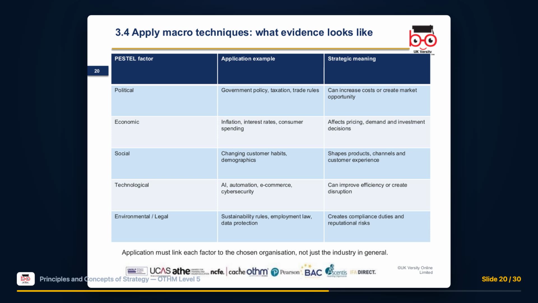Political factors like government policy and trade rules can raise costs or create opportunity. Economic factors like inflation and interest rates affect pricing and demand. Social factors like changing habits shape products and channels. Technological factors like AI and e-commerce improve efficiency or cause disruption. And environmental and legal factors create compliance duties and reputational risks. Link every factor to your organization, not just the industry.